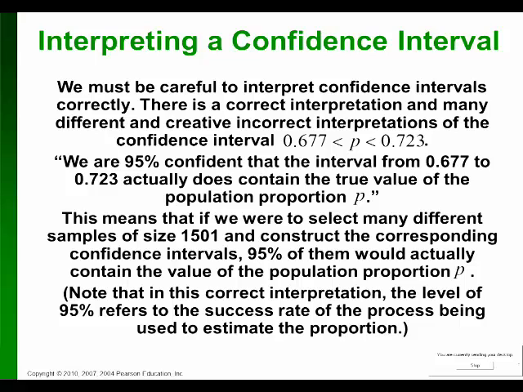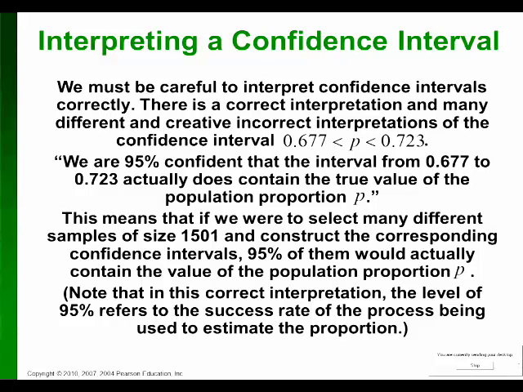I don't know what the true population proportion is, but I'm 95% sure that it falls somewhere between 0.677 and 0.723. If you only tell me I have to be 90% confident, then I can give you a smaller interval. If you tell me I have to be 99% confident, then I'm going to have to give you a bigger interval. This means that if we were to select many different samples of the 1,501 sample size referring to global warming and construct the corresponding confidence intervals, 95% of them would actually contain the value of the population proportion P.